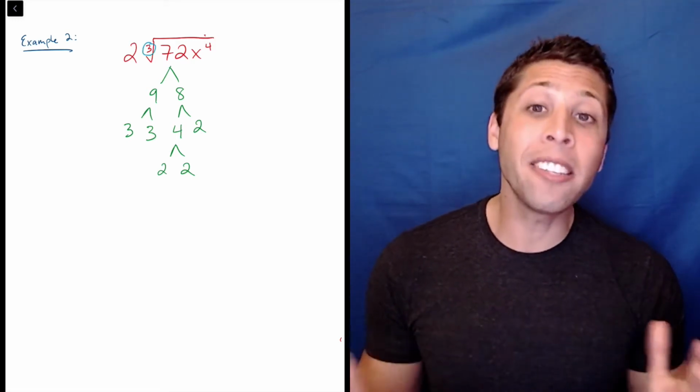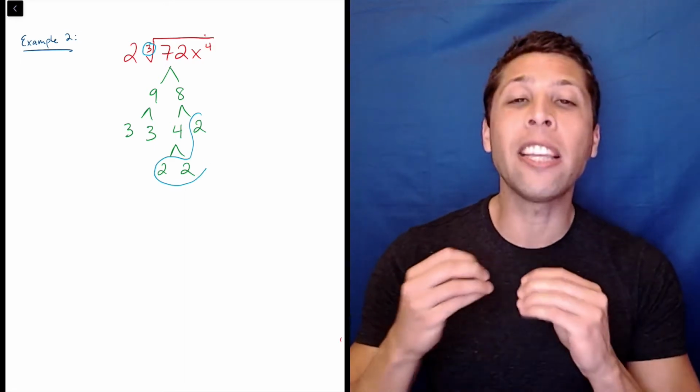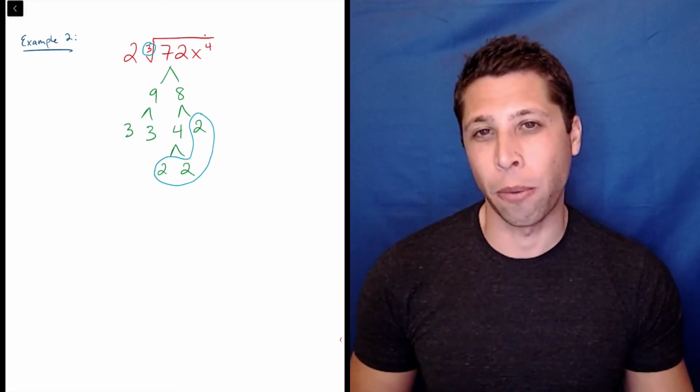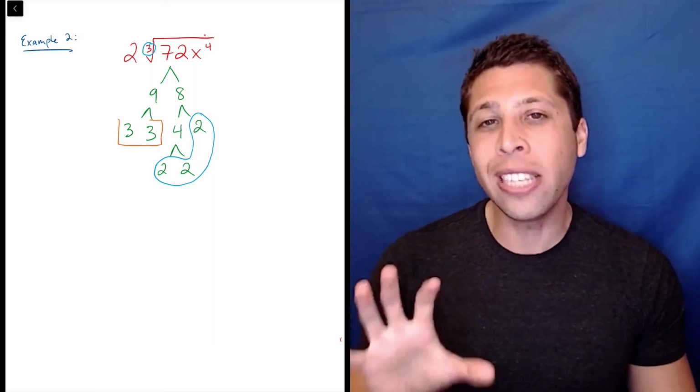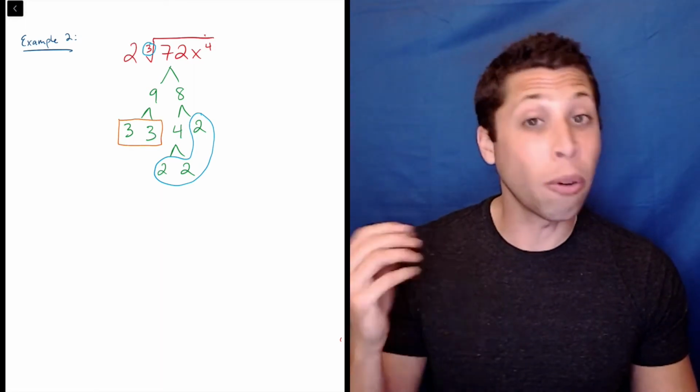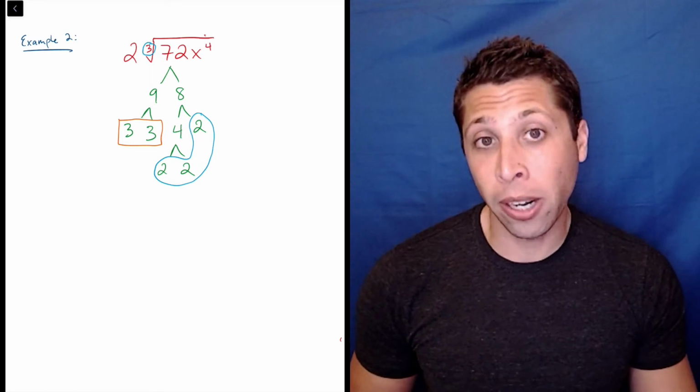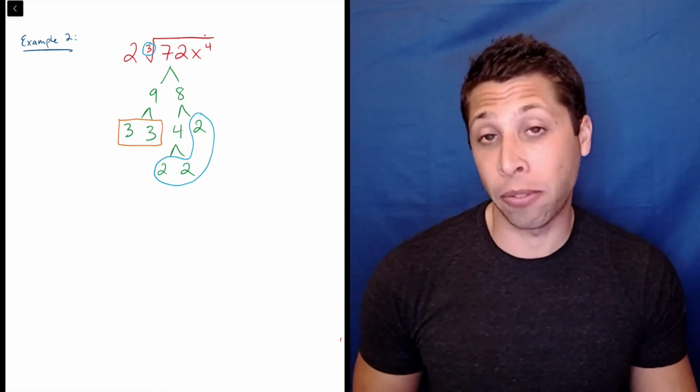This time, I need to make groups of 3 since I'm taking the cubed root of 72. The number in the root tells me how many factors need to be in each group. So a 4th root needs groups of 4, and a 10th root needs groups of 10.